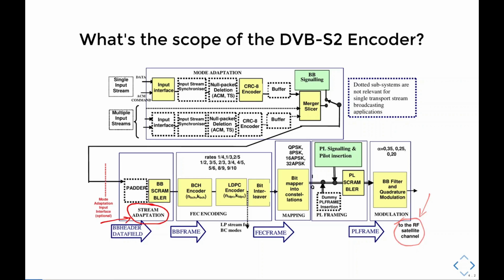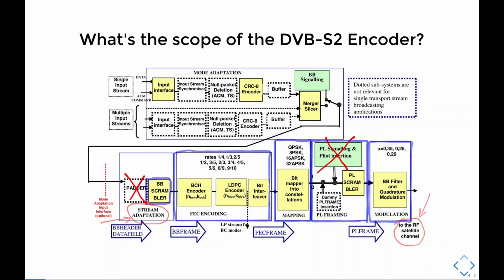So the current scope includes baseband scrambler, FEC encoding, bit mapping, physical layer framing, and modulation. As of the time of this presentation, there is no padder and no physical layer signaling and pilot insertion, but we do plan to include those as well.